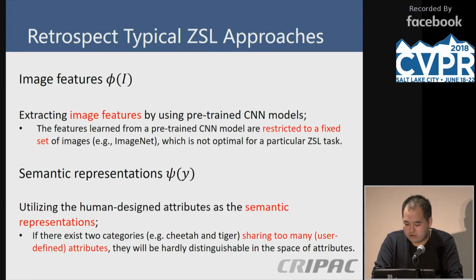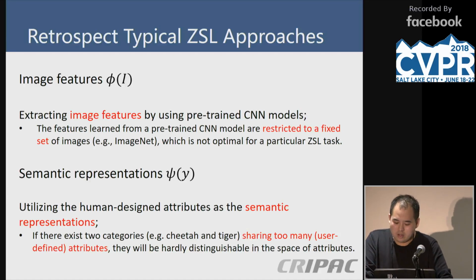Then we review previous works to see whether the utilized visual and semantic representations are discriminative enough. We can see that for the visual space, the features learned from a pre-trained scene model are actually restricted to a fixed set, and it is not optimal for a particular zero-shot learning task. And for the semantic space, if there exist two categories sharing too many attributes, they will be hardly distinguishable.